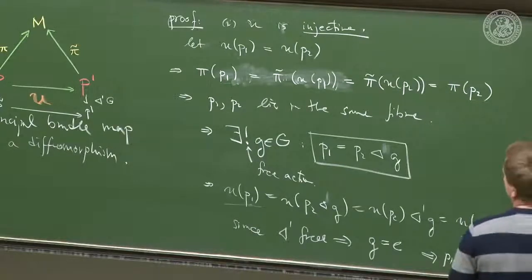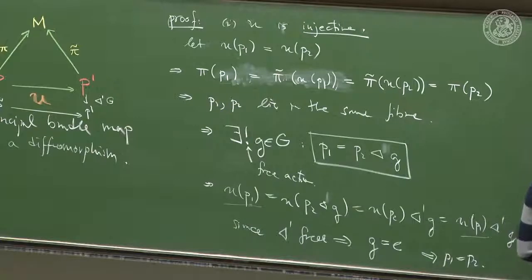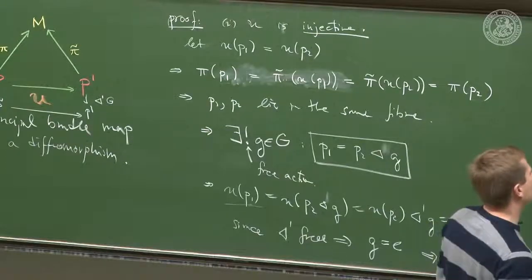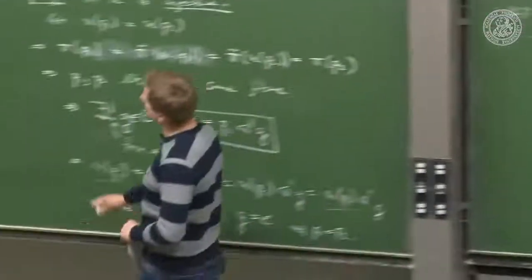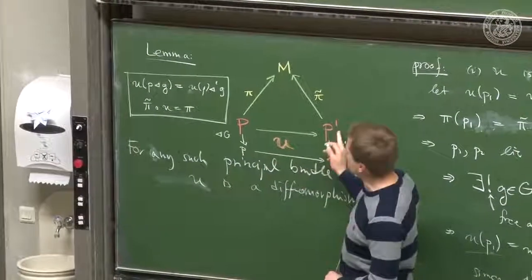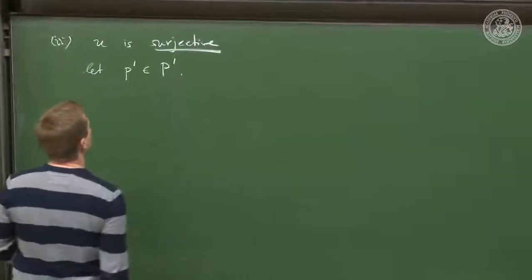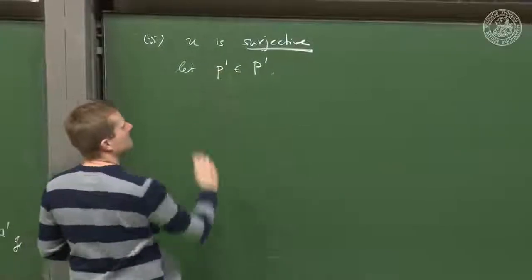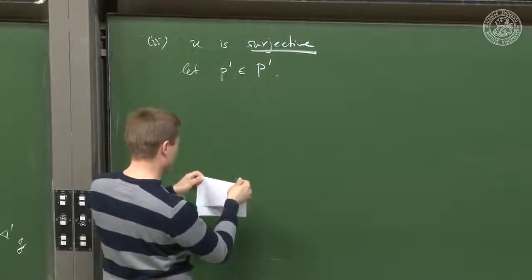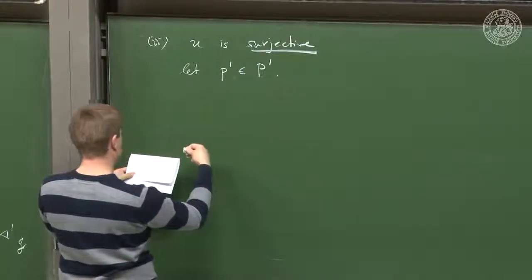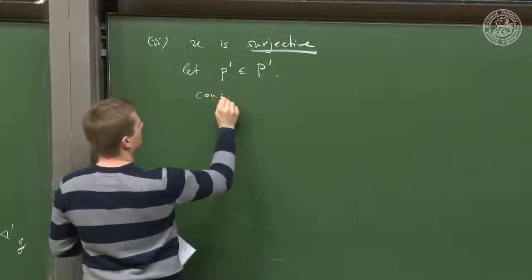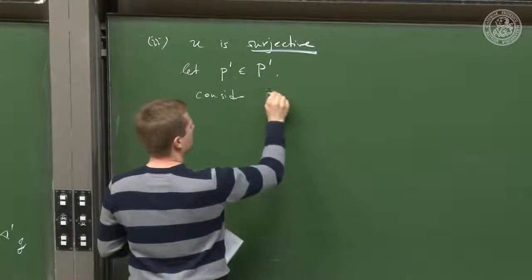Now, second, U is surjective. So how did we do that? So we assume let P prime be an element in P prime, okay? And now we need to find a P over here, a little p, such that the U of P is this P prime. So we again do this in two steps, and we consider first the projection of this guy. We'll see in a second why. So consider the projection pi.